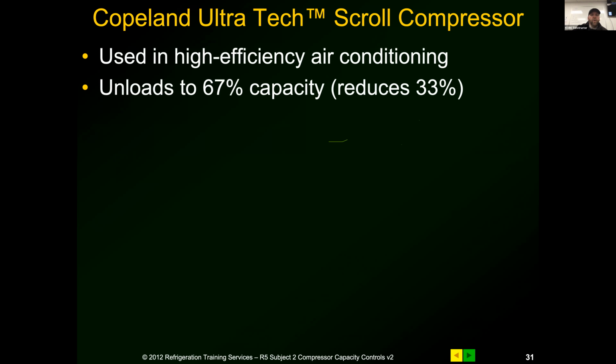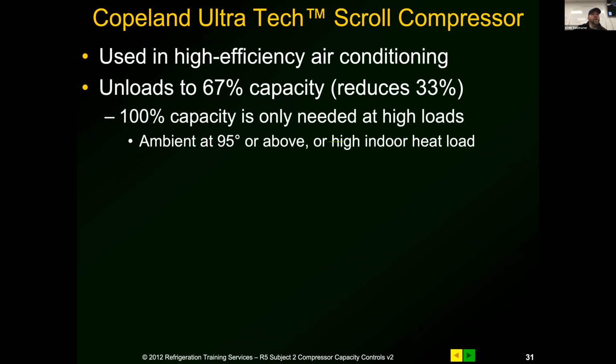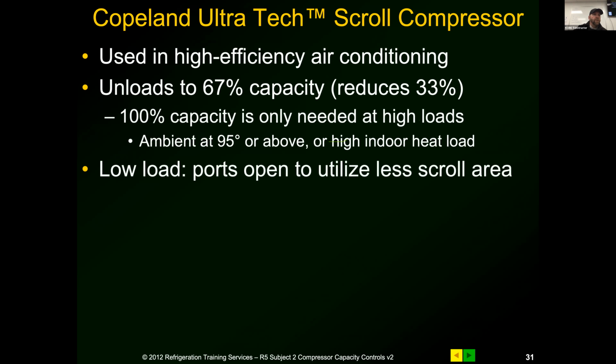So, Copeland Ultratech scroll compressors using high efficiency air conditioning. Has anybody seen these scroll compressors with the unloader ring on AC? I have. I've worked on a few of them. 100% capacity is only needed at high loads, ambient 95 or above. So if you're dealing with a high efficiency unit and there's a couple extra wires going into your compressor other than your line voltage, those wires are going into a solenoid inside that actually shifts an unloader ring inside the top of that scroll that drops it to 67% load.